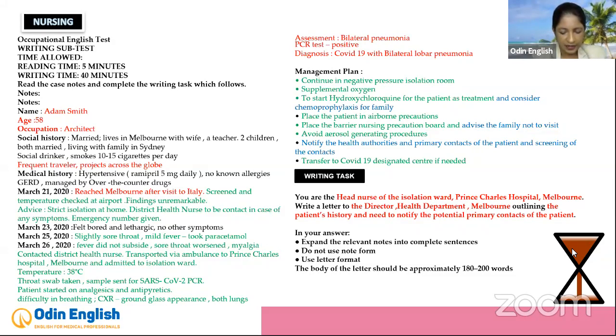Minu Joseph: Kindly scrutinize Mr. Smith's primary contacts and please provide education regarding preventive measures. It is important to initiate chemoprophylaxis to his family. Education regarding preventive measures is not included in the case note, so don't include that.